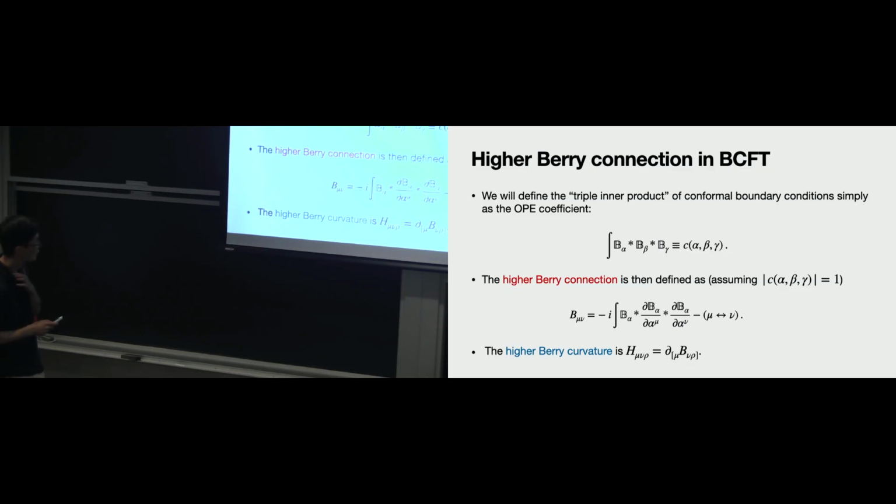Okay, so now we are going to define a triple inner product of boundary conditions simply as this OPE coefficient of 3 BCC operators. And borrowing the intuition from tensor networks, or a slightly improvised version thereof, we're going to define the higher Berry connection B mu nu by the following expression. So here I'm using a little bit of a fancy notation, but this really means I take this OPE coefficient, I take derivatives with respect to say beta and gamma, anti-symmetrize, and set beta equals gamma equals alpha. That's how I compute this B mu nu. It's a very concrete definition.